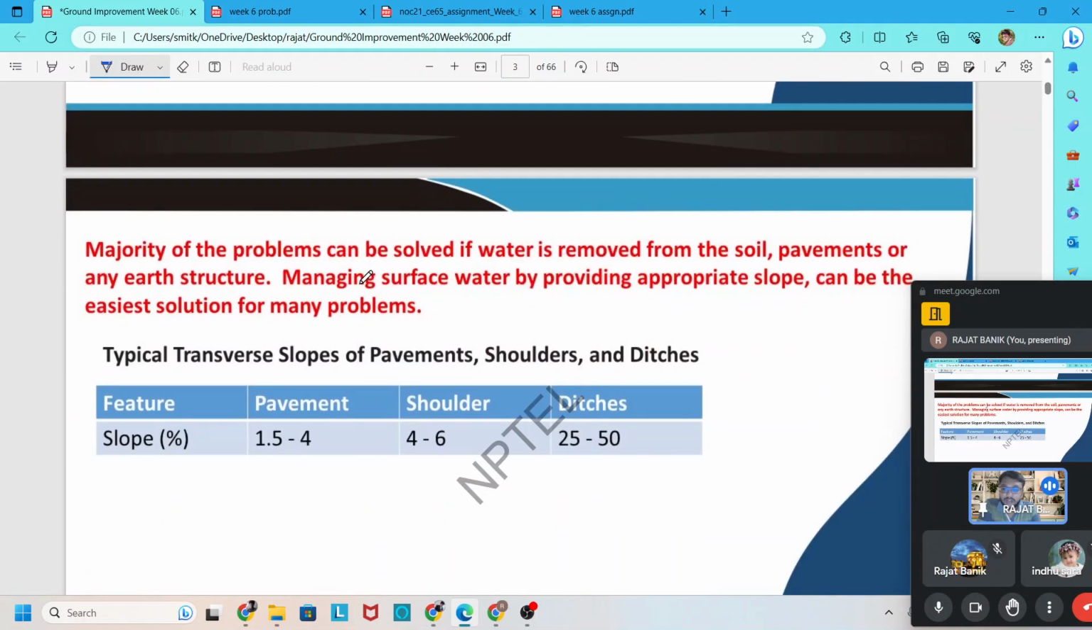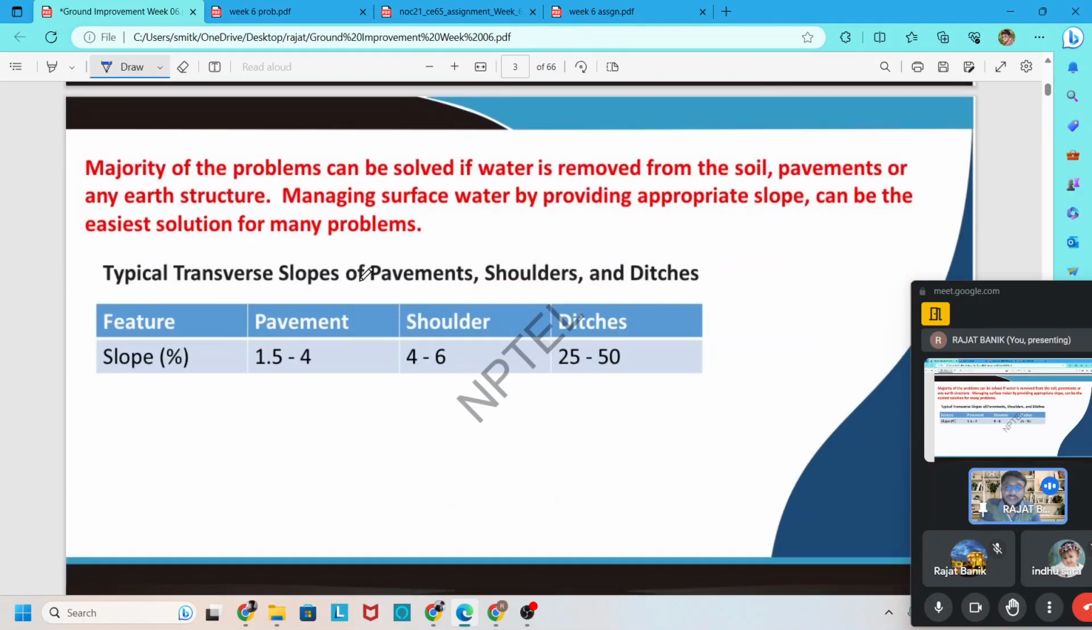So in the next few slides, we discuss what the remedies are. And here one point is clear: the majority of the problems can be solved if water is removed from the soil, pavement, or any earth structure. Managing surface water by providing appropriate slope can be the easiest solution for many problems. Here it is said that water causes detrimental effects, as we discussed just now.